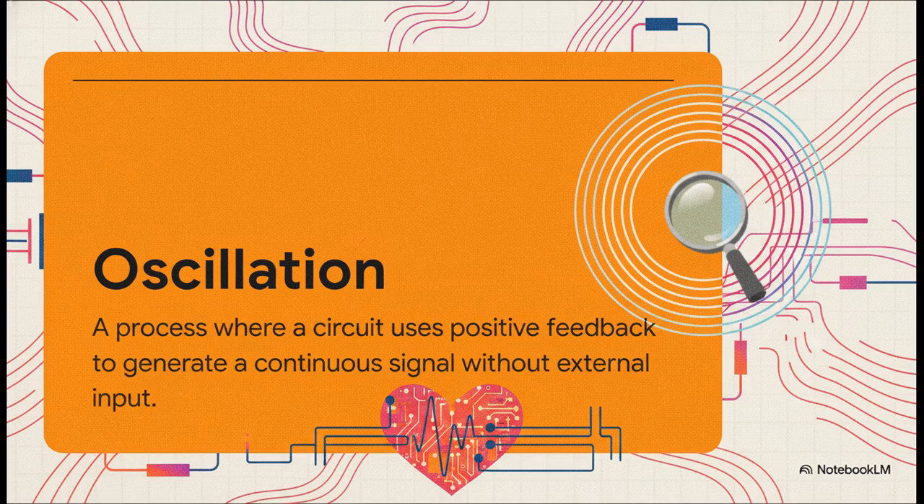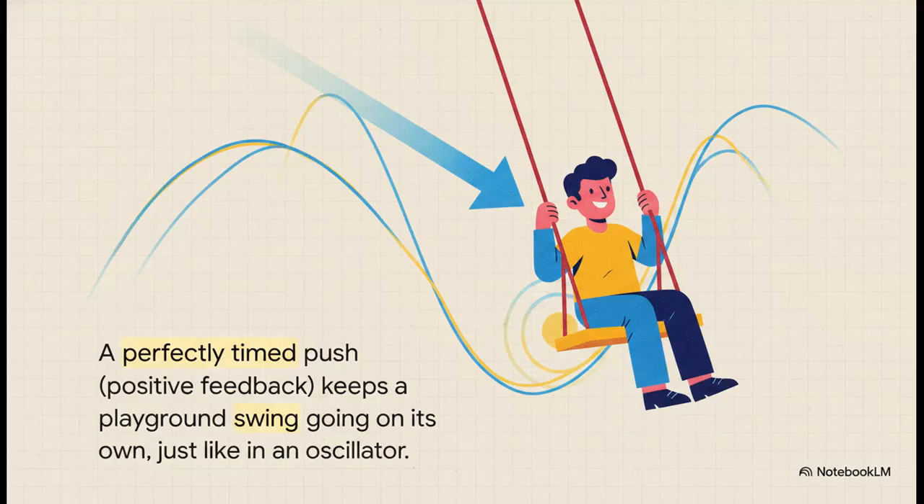And the craziest part is, it does this all by itself, without any kind of signal coming in from the outside. It uses a clever trick called positive feedback. You know the best way to picture this? Think of a swing on a playground. To keep it going higher and higher, you need to give it a little push at exactly the right moment in its arc. That perfectly timed push, that's positive feedback. An oscillator circuit does the same thing. It takes a little piece of its own output and feeds it back to the input at just the right time to keep itself going.